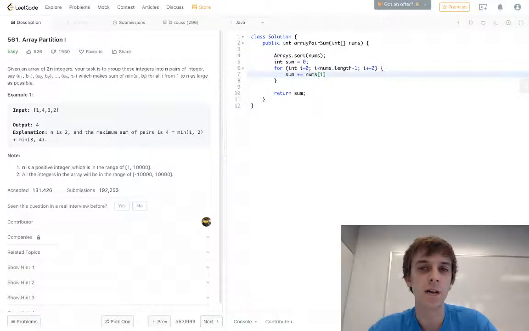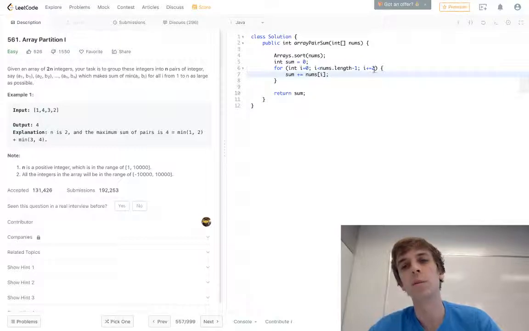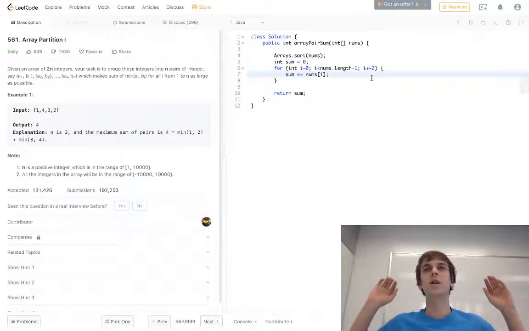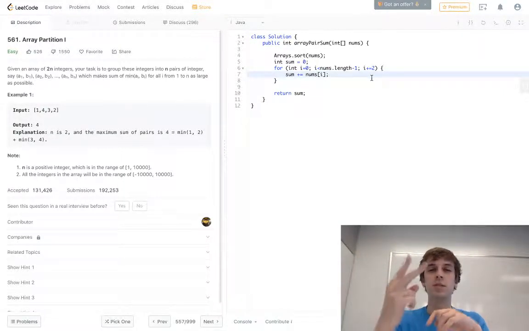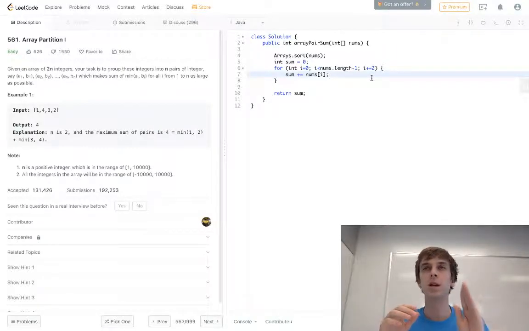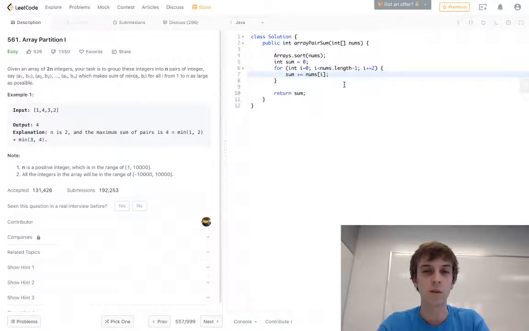nums of i. No, just nums of i, because they're all in pairs. If you're skipping by 2, you're basically skipping by the pairs. If it's pairs of 2, and you're getting the min because it's sorted, the minimum would be the first one. So i is the first one. i plus 1 would be the second one.